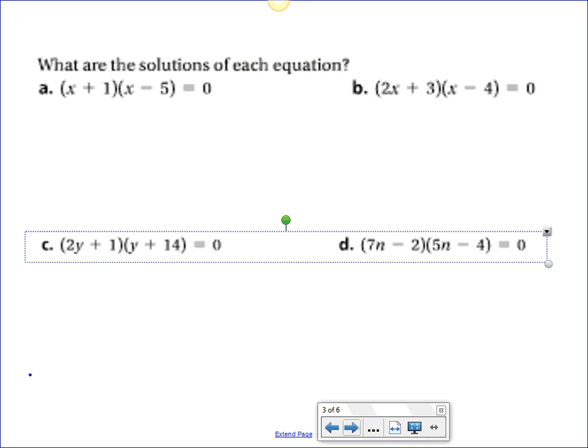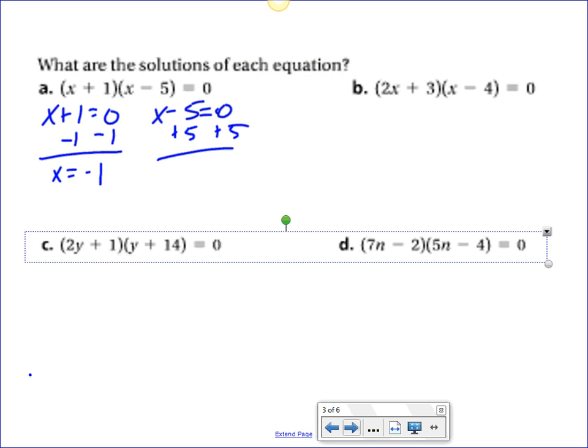So what are we going to have to do today? Well, the first thing we're going to have to do is solve some of these equations. So first thing we do, if that's the equation, I know that either that one's equal to 0 or this one's equal to 0. And to solve it, I would simply subtract 1. So x is equal to a negative 1 here. Or if I add a 5, I'd get x is equal to 5.